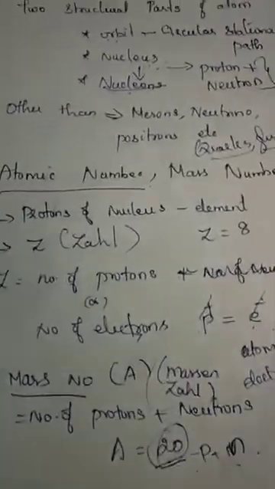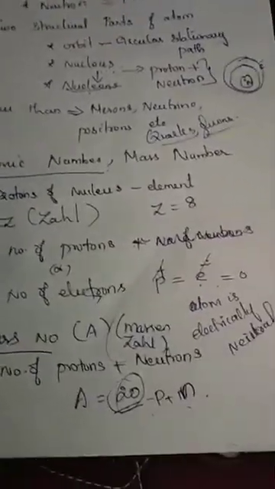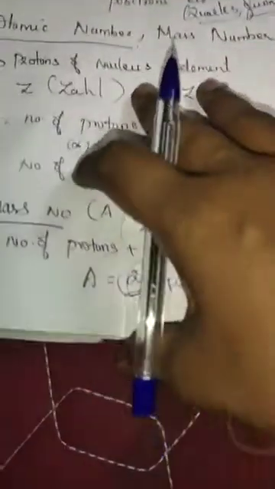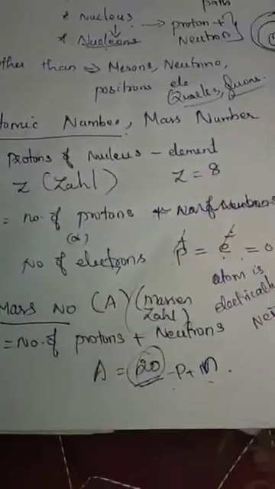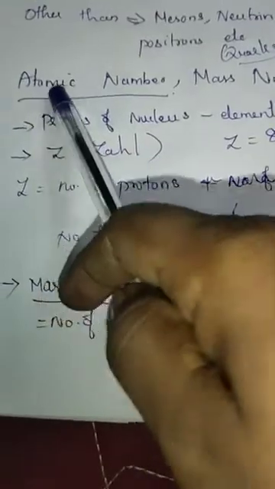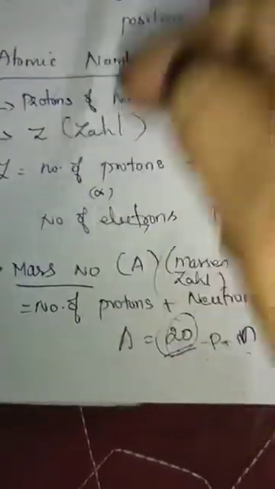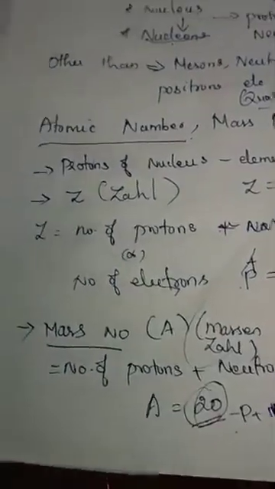The next one is atomic number and mass number. It's an important one. Have you heard these words before? Atomic number and mass number. First, we are going to learn about atomic number. So, what does atomic number mean?